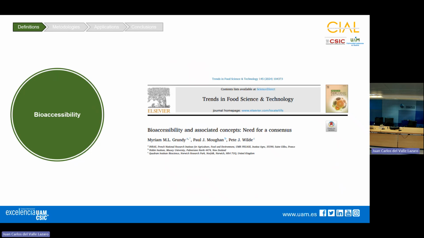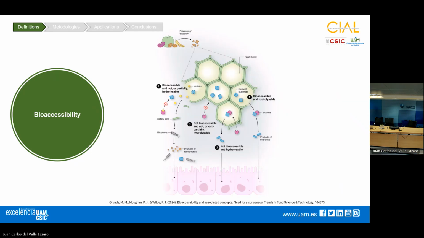Bioaccessibility, most of us probably will know, when we talk about bioaccessibility, we talk about the release of nutrients and substances that are in the food matrix, right? But as a hot topic nowadays, there is a discussion on how we best define it. As an example, I'm bringing this review published this year, which talks about the need of a consensus. That is something we are going to discuss today a few times.